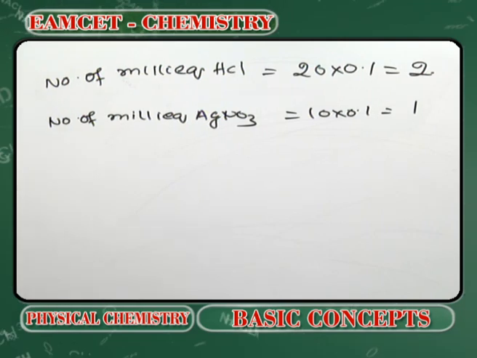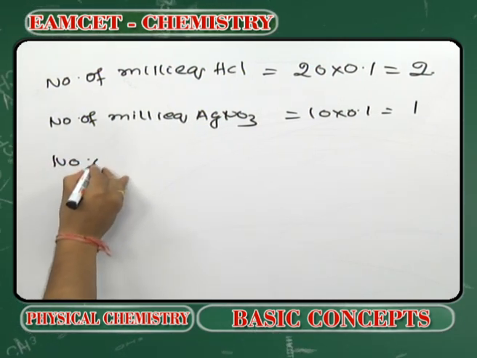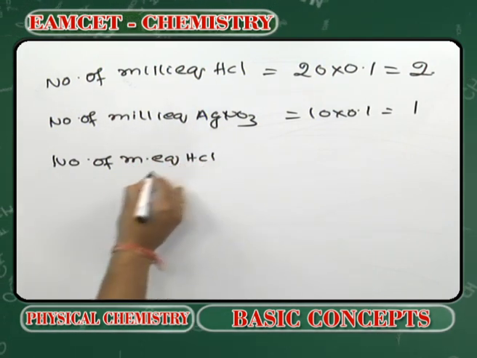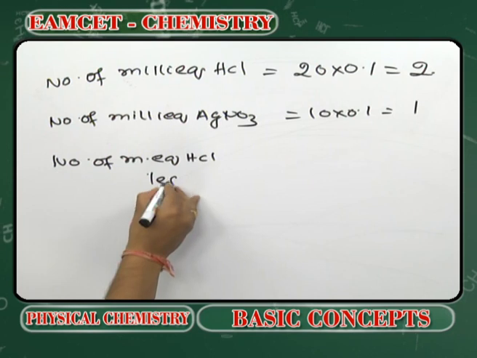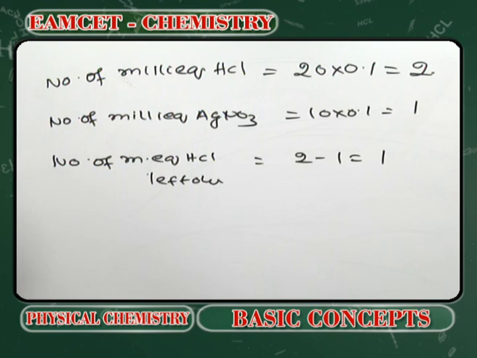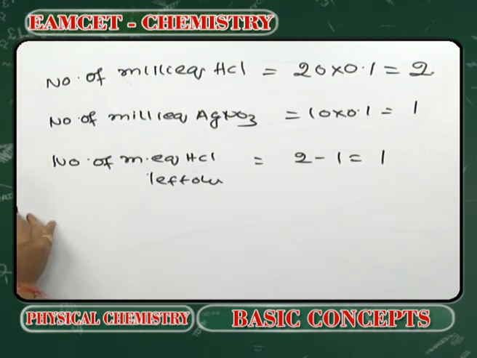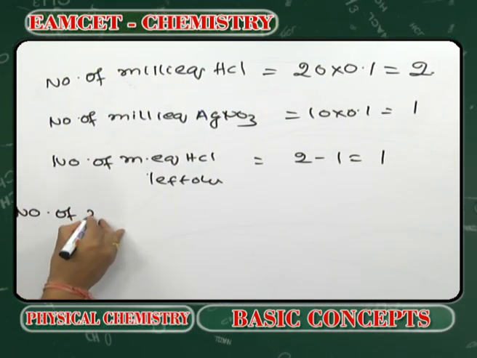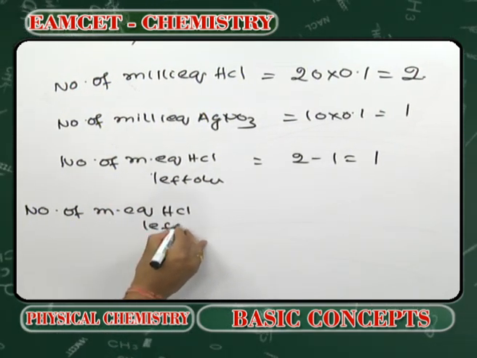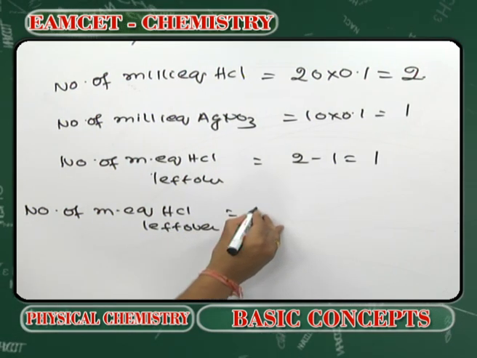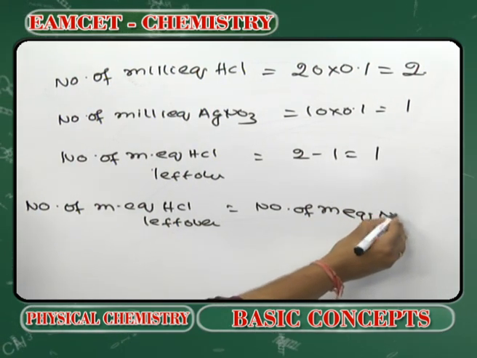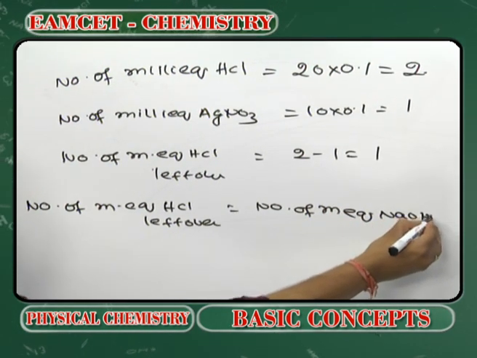0.11. So the number of milliequivalents of HCl leftover will be equal to 2 minus 1. So the number of milliequivalents of HCl leftover must be equal to the number of milliequivalents of NaOH, which must be equal to 1.